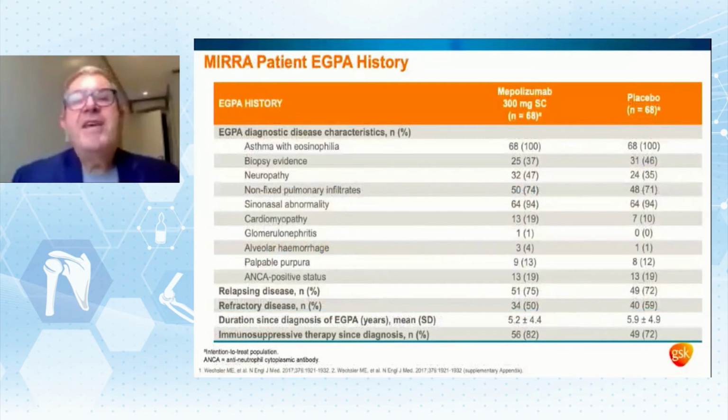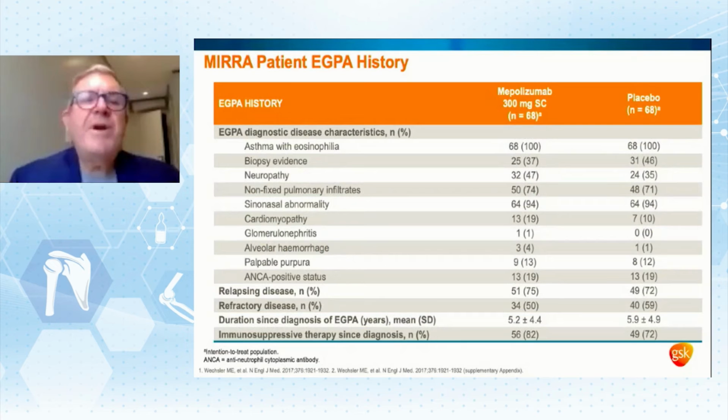What is the EGPA situation in these patients? All the patients had asthma, which is an inclusion criterion. Around 40% of the patients had biopsy evidence of vasculitis. Neuropathy was present in 40% of the patients. 70% of the patients had pulmonary infiltrates.